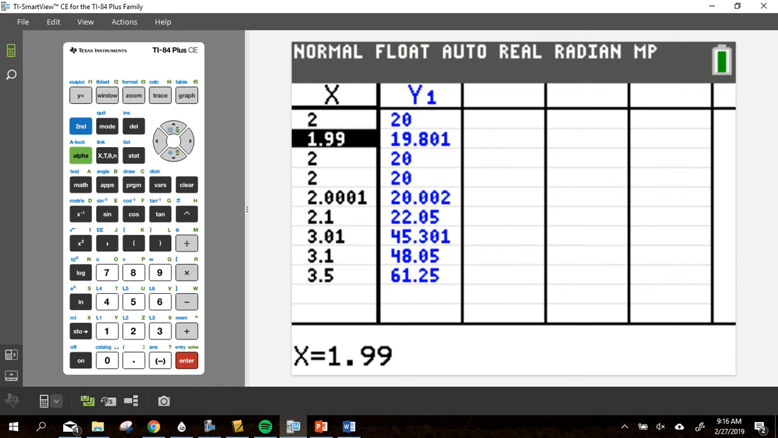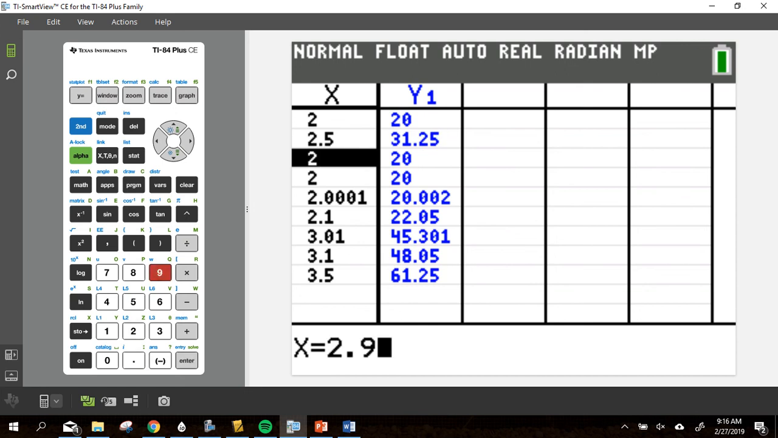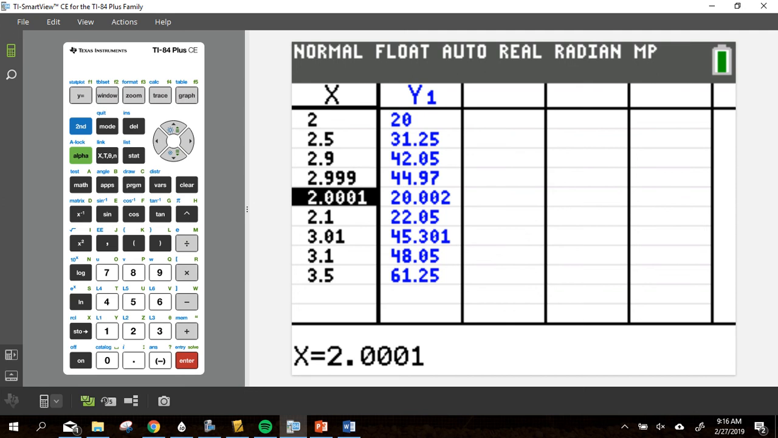I need another number on the left-hand side of 3, but let's get closer to 3. So what's a number that's a little bit closer to 3 than 2? 2.5. And like 2.9. And 2.999. And 2.99999. And it'll round it to 3 for me. Or we could just type in 3. Oh, cool. 3 was 45. We kind of knew that, but good. We got that. That's the left-hand side. I want to check the right-hand side as well. What's a number a little bit bigger than 3?